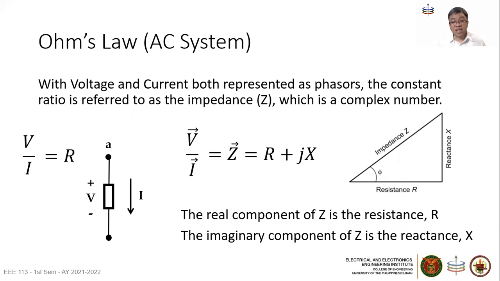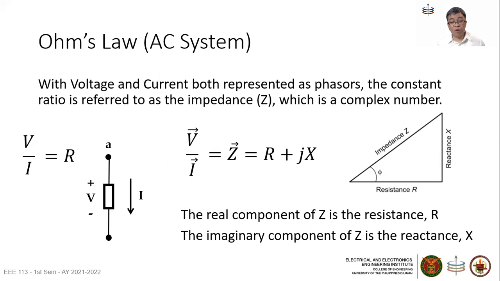In AC systems, we now have the voltage as a complex number. It's an AC sinusoid. Transform it to a phasor. That's a complex number. And then we have the current as well, represented as a complex number. If you get the ratio between these two, then we have a complex number Z here. This is the impedance Z, which can be written in its rectangular form, R plus jX.